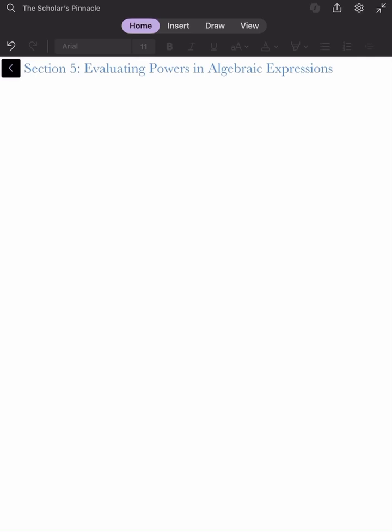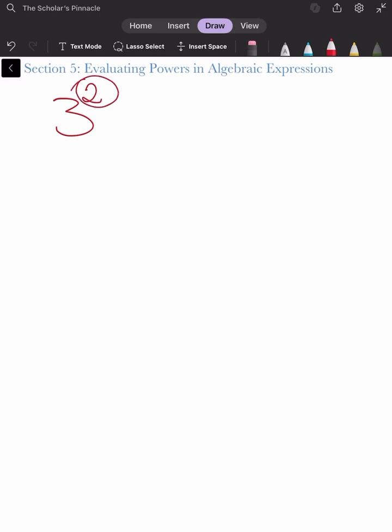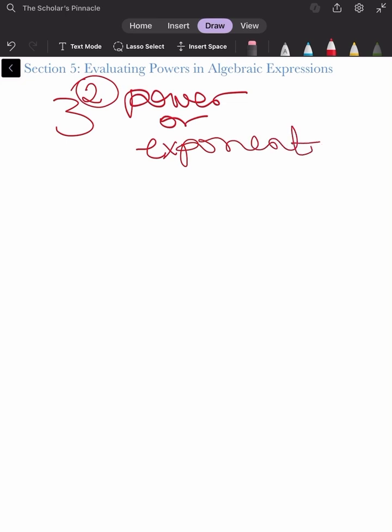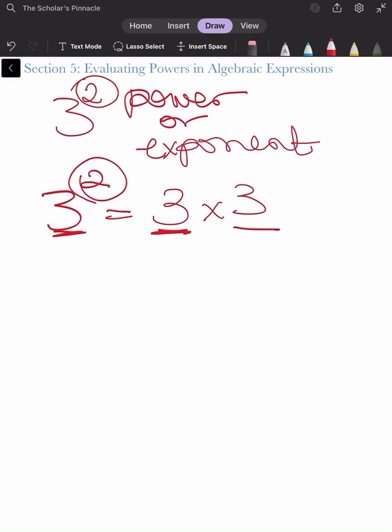Section 5, evaluating powers in algebraic expressions. We have a question. What is an exponent, or what are exponents? Let's take, for example, 3 raised to the power of 2. The 2 right there is the exponent. It's also known as a power. Powers or exponents, right? This can be written out as 3 times 3 because you're multiplying the base 3 by itself twice. And that's indicative of this power or exponent 2.